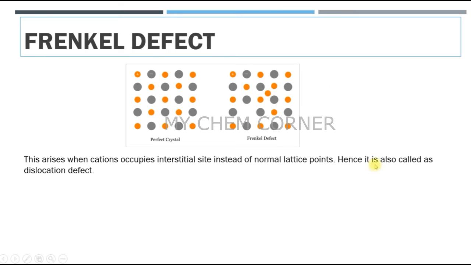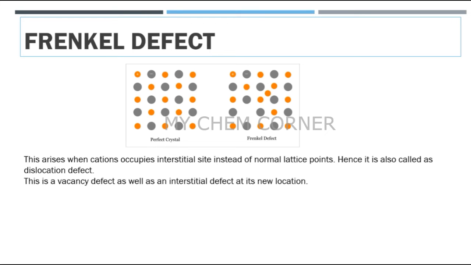So here what happens is you are finding a dislocation defect, because the cation is getting dislocated from its normal site and is moving to some interstitial site. So you observe an interstitial defect here. But in this case, you can also observe a vacancy defect because there's a vacant site here. So in Frenkel defect, you can find both a vacancy defect and an interstitial defect. But what about Schottky? You can only find a vacancy defect.